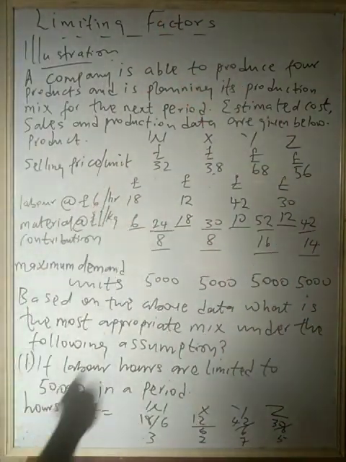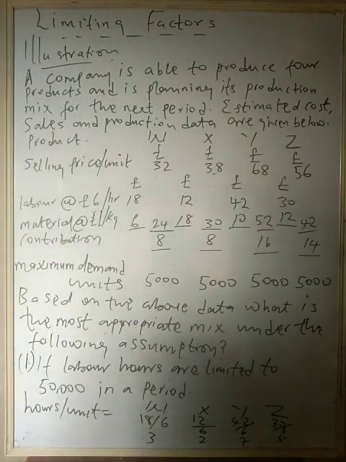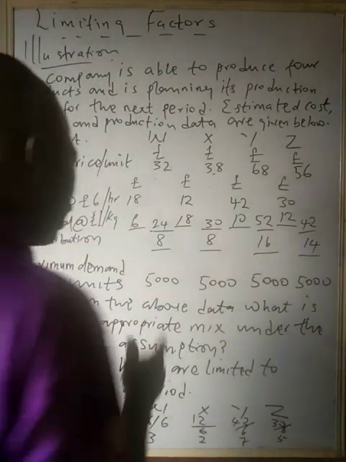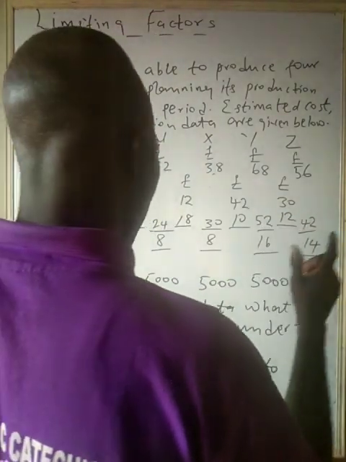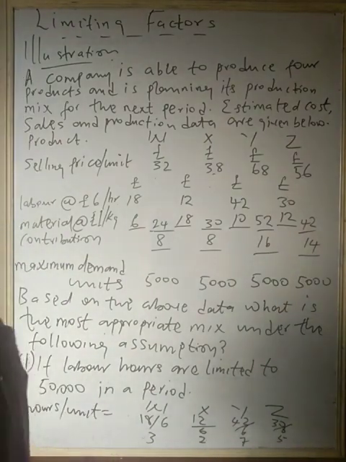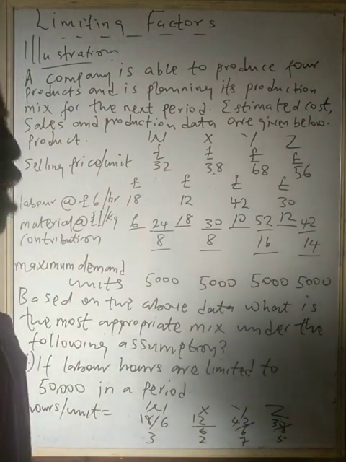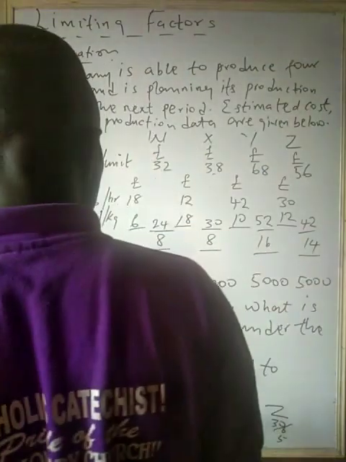That is the hours we need. And if we add them together, that gives us 85,000 hours. And we have 50,000 hours. That means we have a limiting factor. And what is the limiting factor here? That is hour. So we have 50,000 hours, and the hours we need for all these products is 85,000. That means some products are going to be dropped.